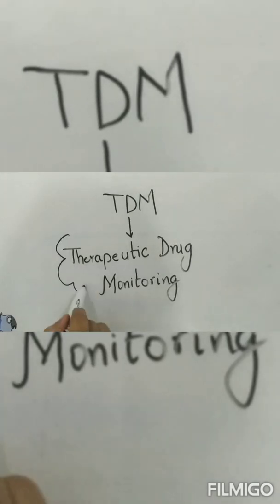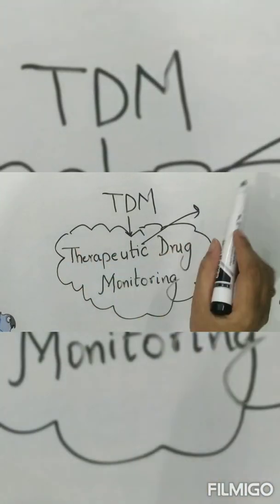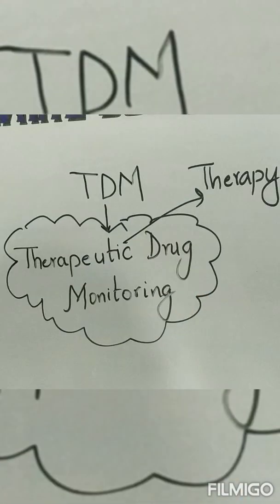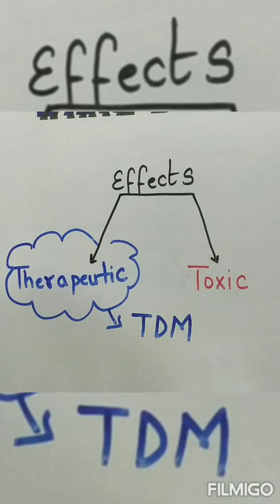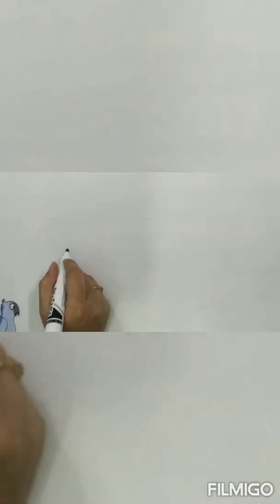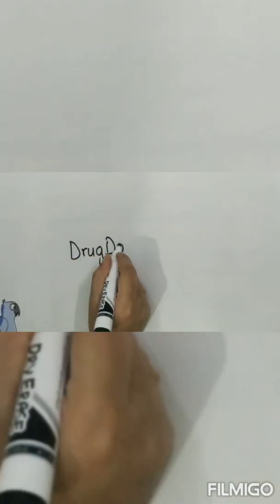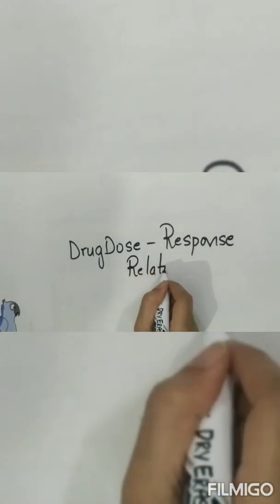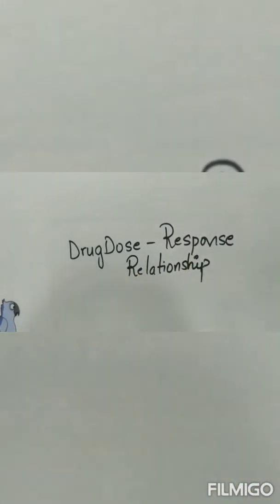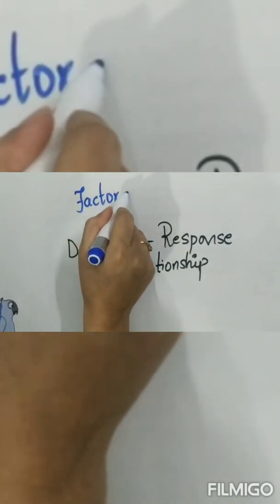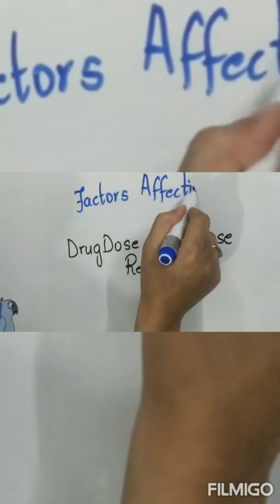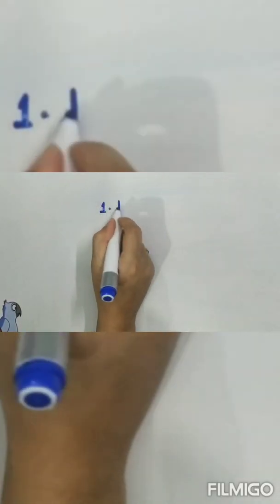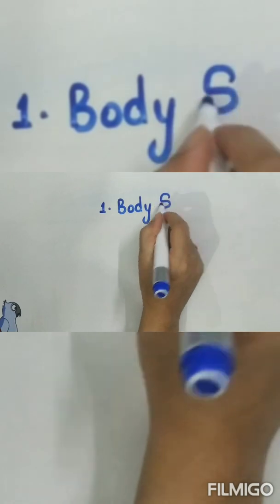So TDM is essential for your physician, consultant or pharmacist to ensure that the therapy is going to take place in less time, with a good accurate dose and the least side effects. So drug dose and its response relationship are always based on multiple factors, which is why you have to be very considerate when taking medicines, and you should know what factors are affecting them. The first one is body size.